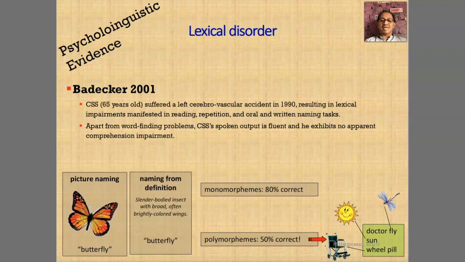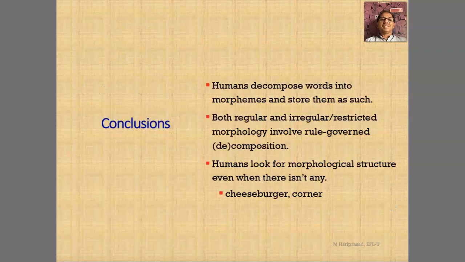The minimal redundancy hypothesis. So what do we conclude from this? We conclude that humans decompose words into morphemes and store them as such. Right? We store morphemes, not words. And both regular and irregular or restricted morphology involve rule-governed decomposition. Regular morphology is stored, even irregular morphology is stored as this.